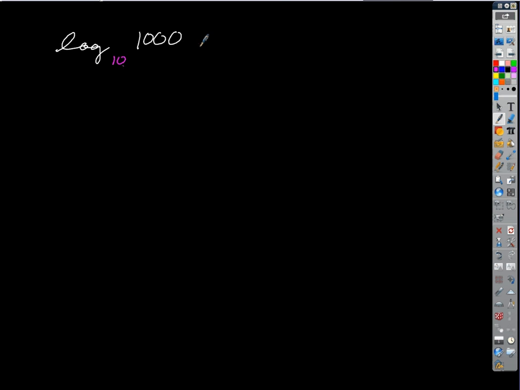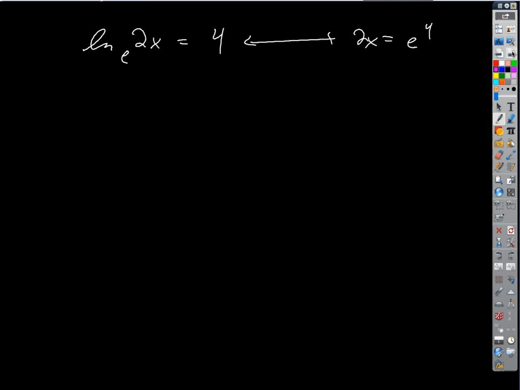What I always do with these is I think of it in terms of a variable. If I set this equal to x, and we're trying to solve for x, then this is equivalent to saying 10 to the x equals 1,000. So 10 to what power is 1,000? 3, right? Okay.